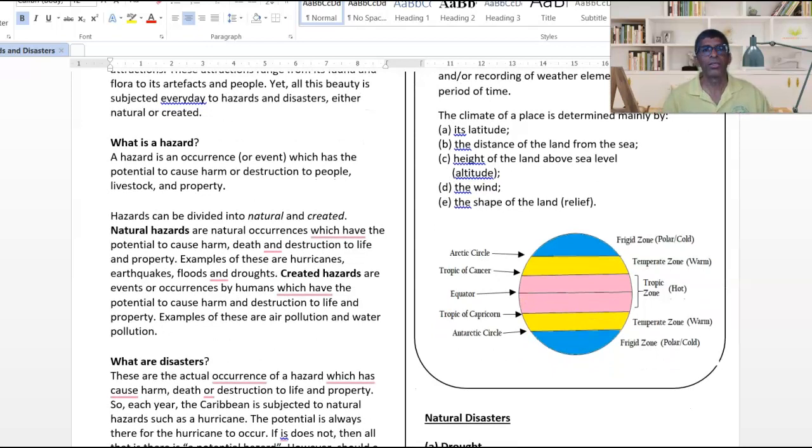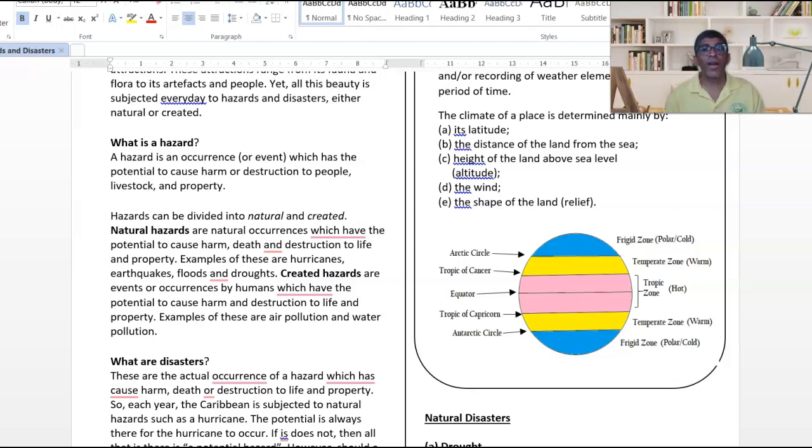What is a hazard? A hazard is an occurrence or an event which has the potential to cause harm, destruction to people, livestock, and property. In layman's terms, a hazard is something that has not yet happened, but it does have the potential to cause destruction, to do damage, to cause death, or to cause harm. It does not yet happen, but it can happen. That's what a hazard is.